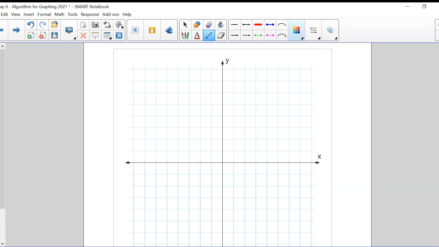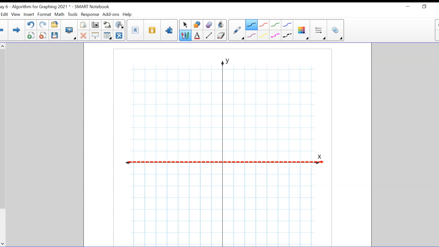Sometimes my smartboard lets me down. So there is my horizontal asymptote. It's the same as the x-axis. And then I'm going to put in my high and low points, my min and my max.